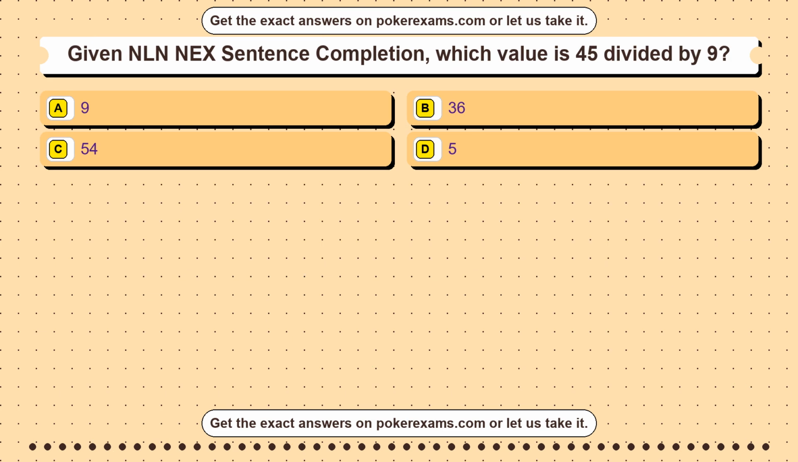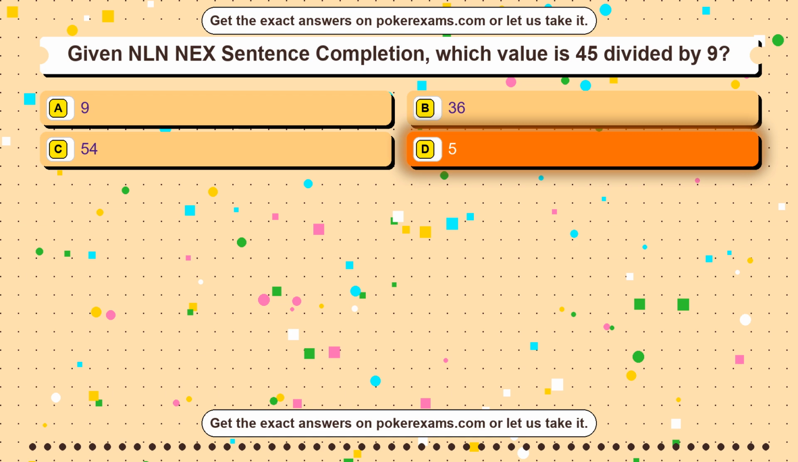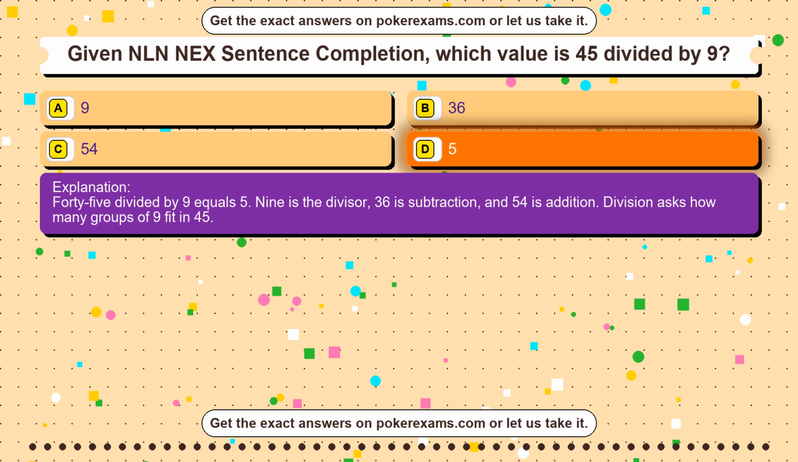Question 38. Which operation undoes multiplication by 5? Option A, add 5. Option B, subtract 5. Option C, multiply by 10. Option D, divide by 5. The correct answer is option D. Division is the inverse of multiplication, so dividing by 5 undoes multiplying by 5. Adding or subtracting changes the value in a different way. Multiplying by 10 increases the effect rather than reversing it.